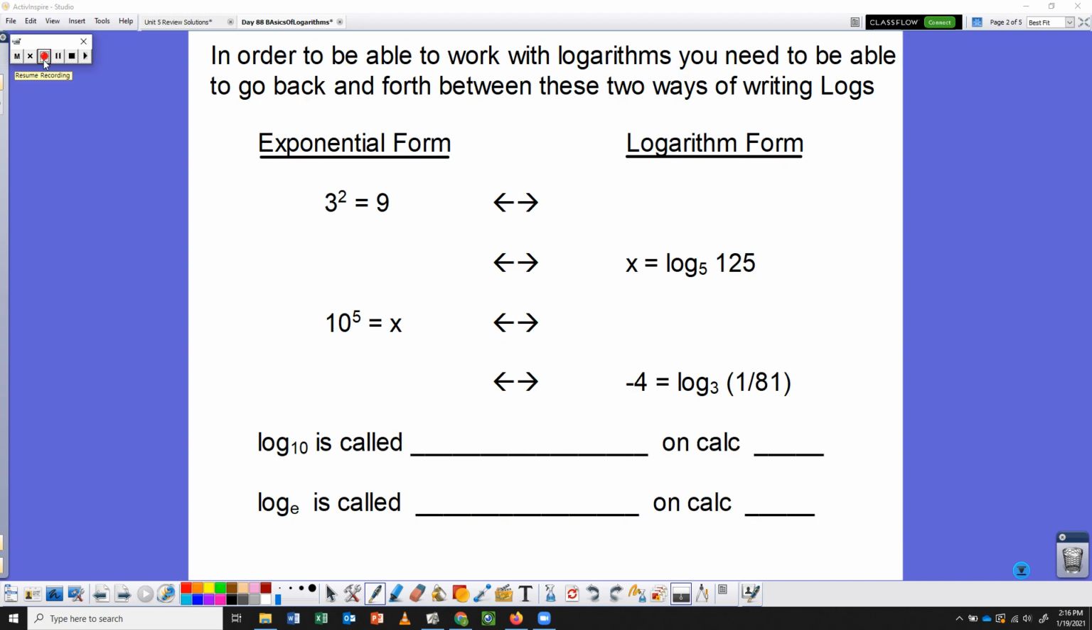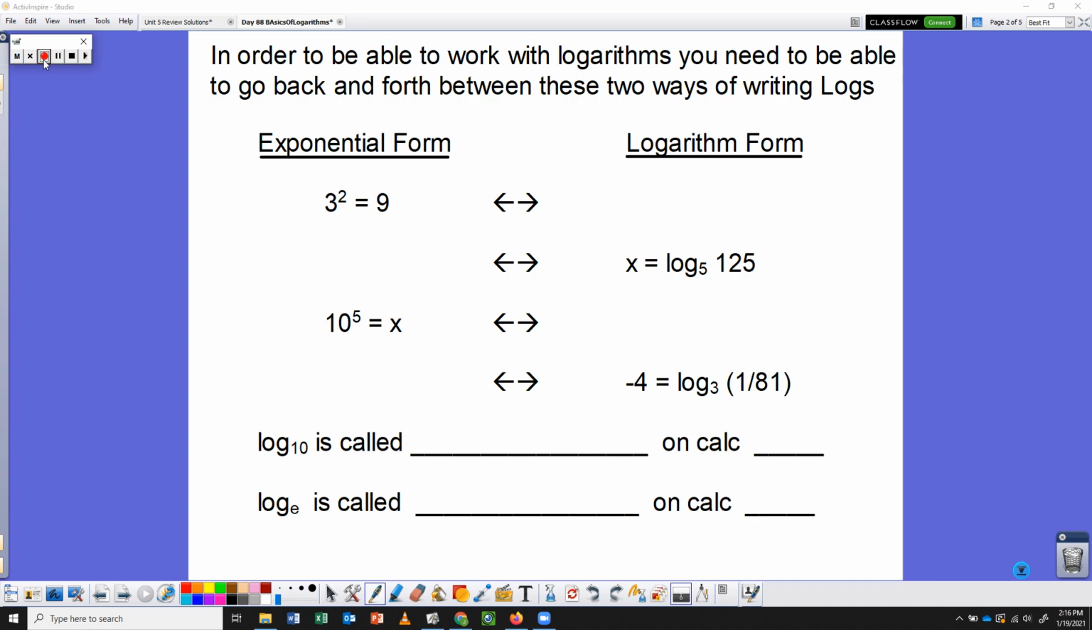So in order to be able to work with logarithms, you need to be able to go back and forth between the exponential form of writing logarithms and the logarithmic form of writing logarithms. So let's practice with this a little bit. I've got some examples that are starting out in exponential form that we're going to take to logarithmic form, and then I've got some that are in logarithmic form that I want to bring back to exponential form.